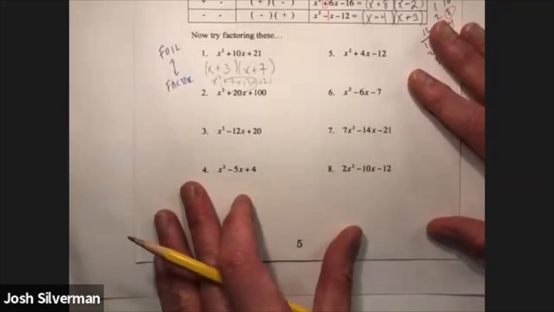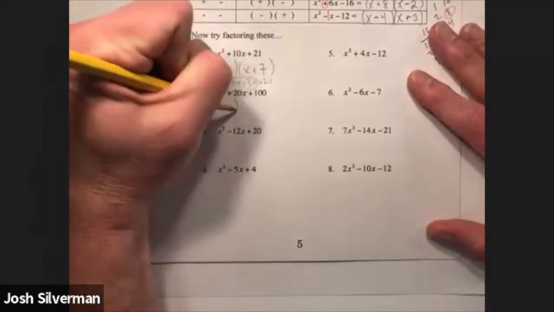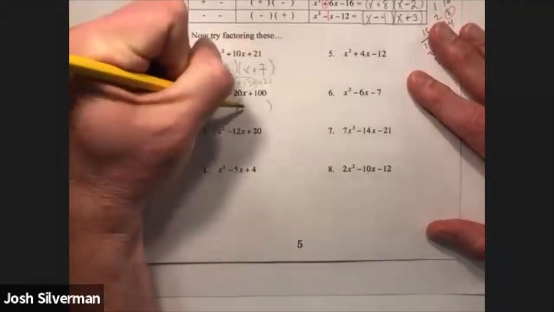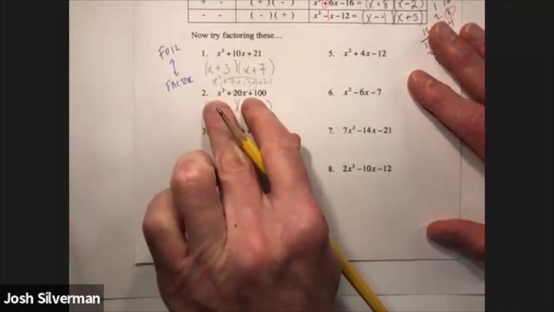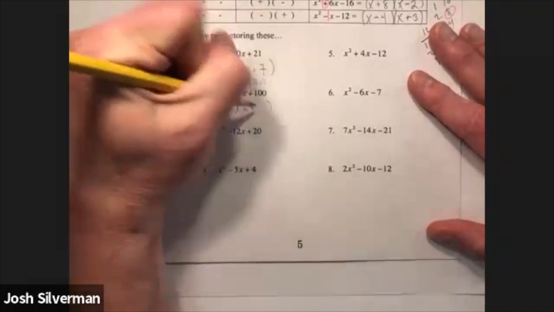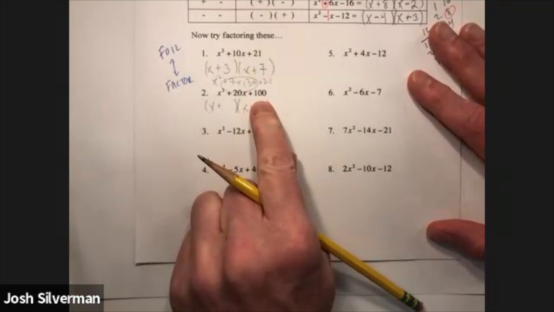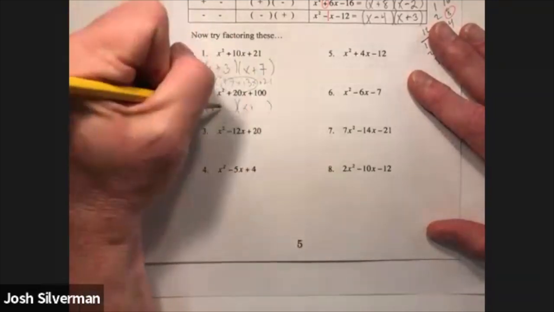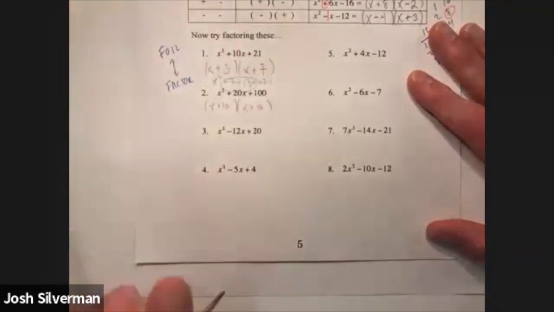Here we go. Number 2. X plus, factors of 100 that add up to 20. We want 10 and 10.